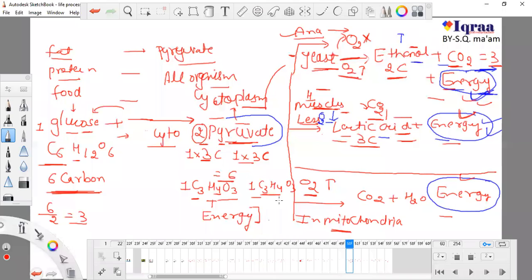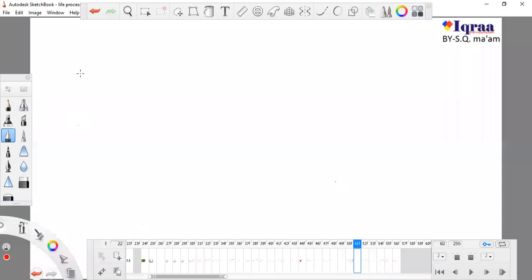Clear? Okay, so let me tell you one more thing, which is of much interest. I'm writing the reaction of photosynthesis: CO2, which is released by us definitely, and water, and in the presence of sunlight and chlorophyll.